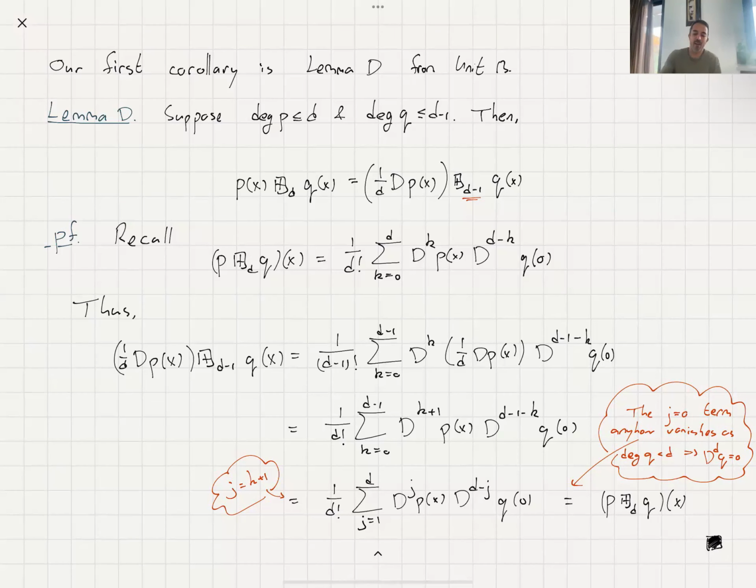So lemma d, just let me remind you, tells you that if you have a degree at most d polynomial p, and you have a degree at most d minus 1 polynomial q, then the d-th additive convolution of them is related to the (d minus 1)-th additive convolution of q, which is always valid, since q is of degree at most d minus 1, and a normalized version of the derivative of p. We used that in the proof. That also relates, we talked a little bit about what happens with the different additive convolutions. So from here you can get some relations. Okay, so let's just do the proof.